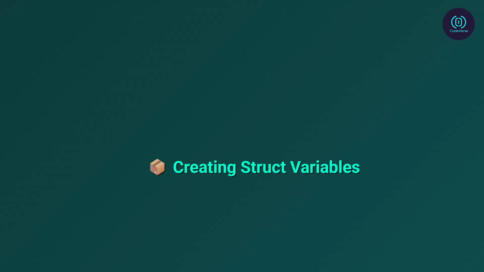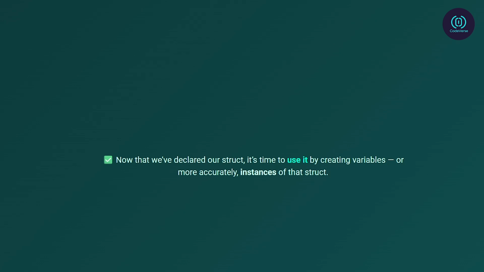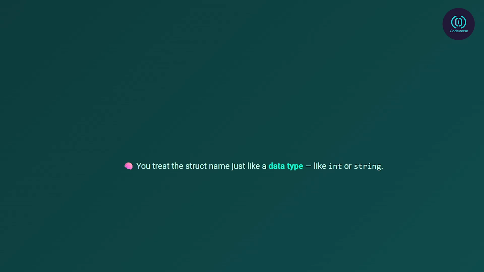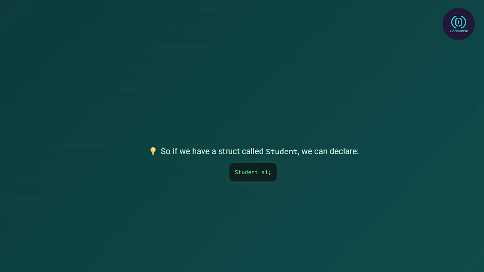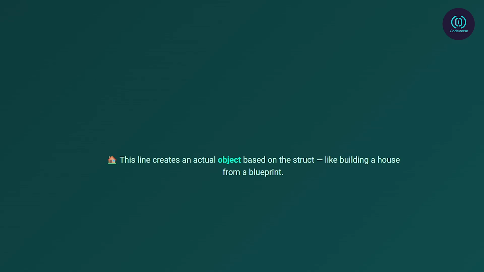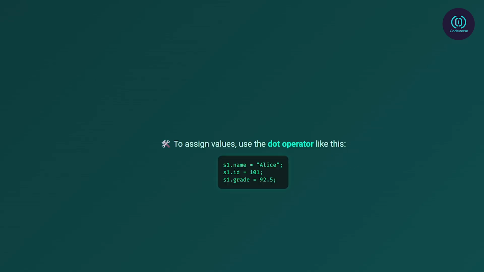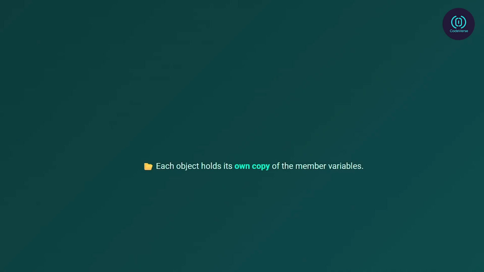Now that we've declared our struct, it's time to use it by creating variables, or more accurately, instances of that struct. You treat the struct name just like a data type, similar to how you'd use int or string. So if we have a struct called Student, we can declare a student like this: Student s1. This line creates an actual object based on the blueprint of the struct, like building a real house from a plan. You can then access or assign values to each member using the dot operator. For example, s1.name = "Alice", s1.id = 101, s1.grade = 92.5. Each variable, or object, you create holds its own copy of the member variables.